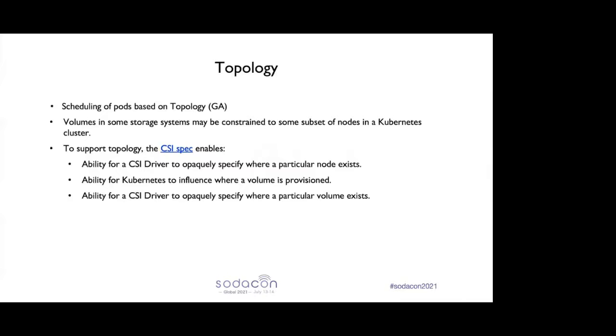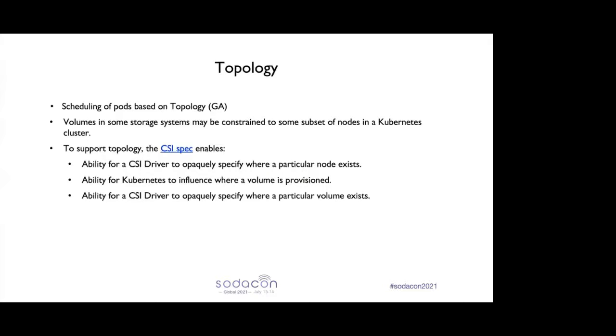Now let's take a look at topology. Topology can be used to influence scheduling of pods. Some storage systems expose volumes that are not equally accessible by all nodes in a Kubernetes cluster. Instead, volumes may be constrained to some subset of nodes in the cluster. The cluster may be segmented into racks or regions or zones.